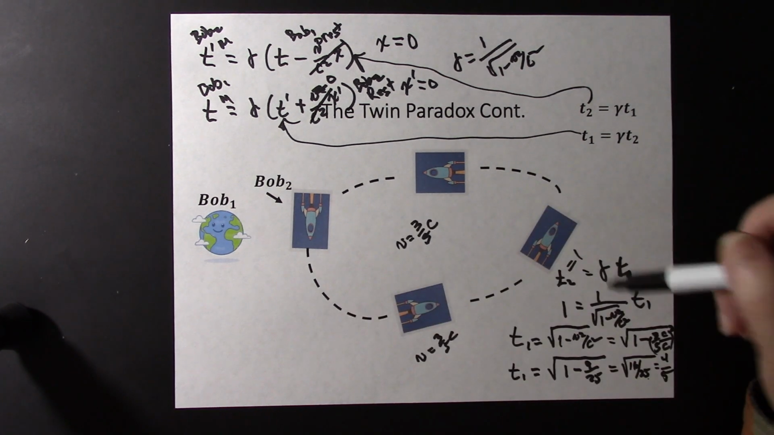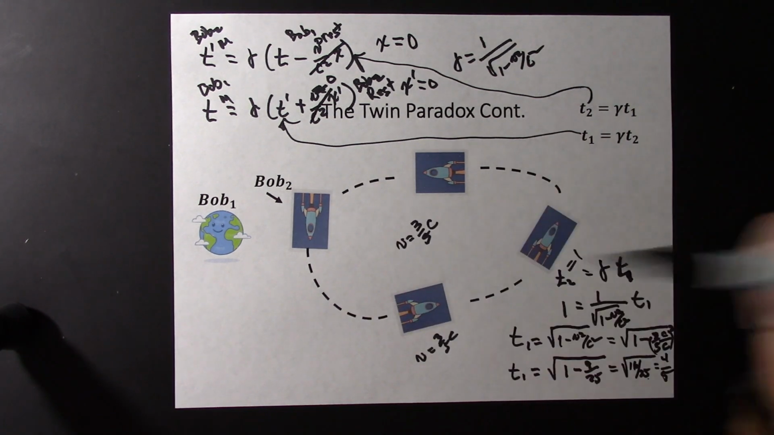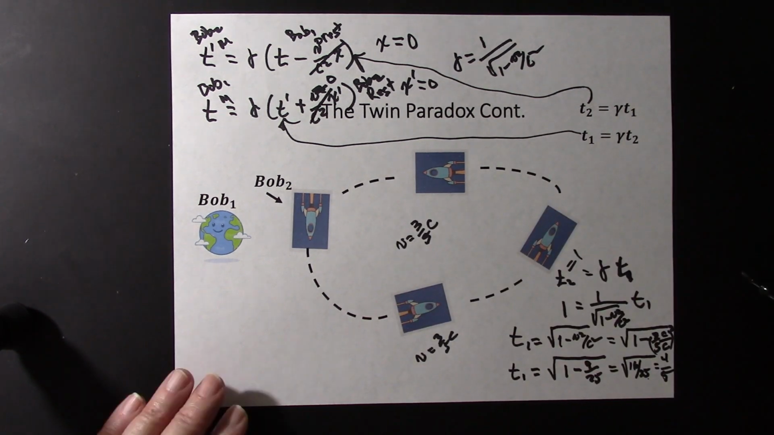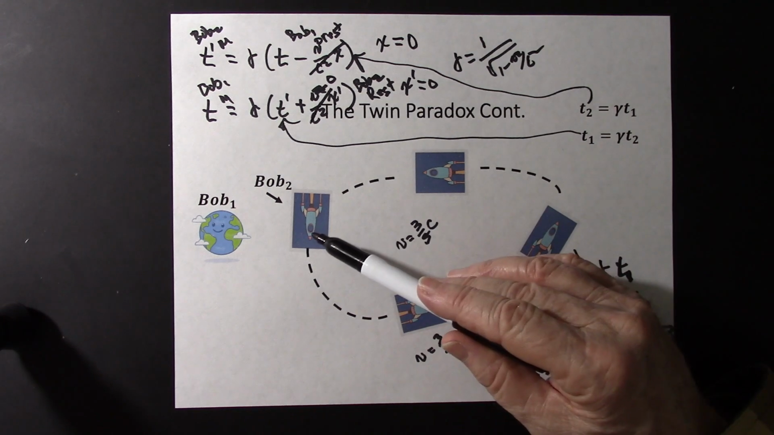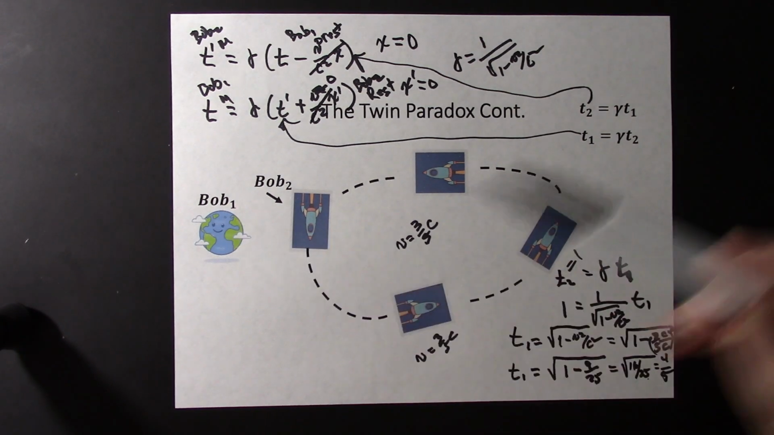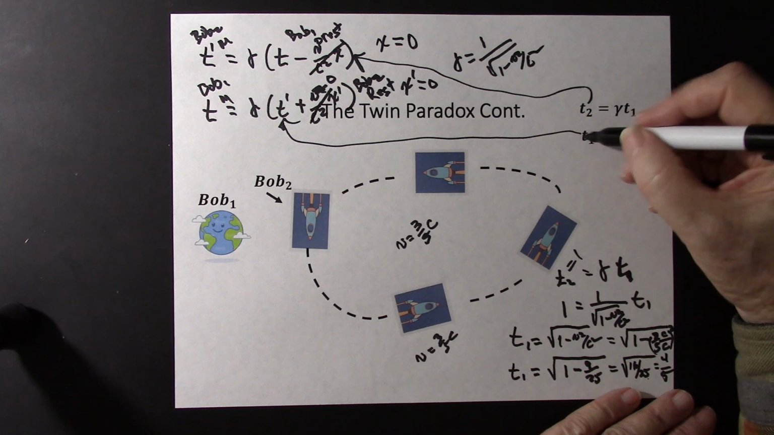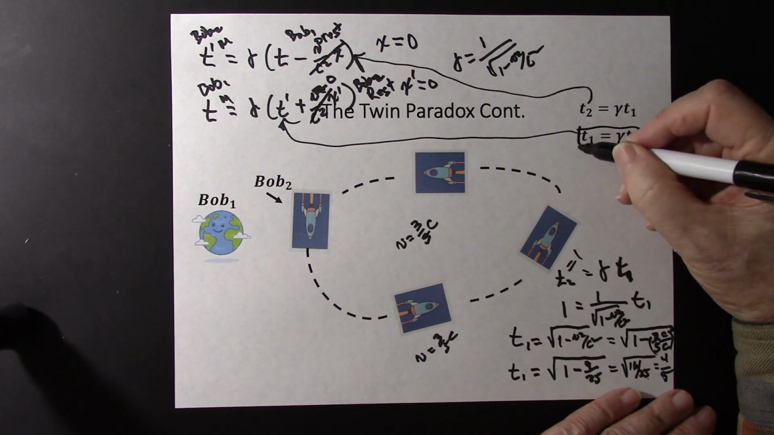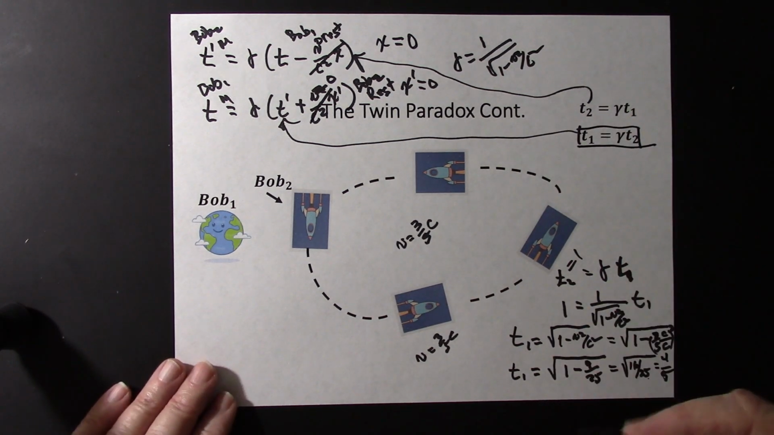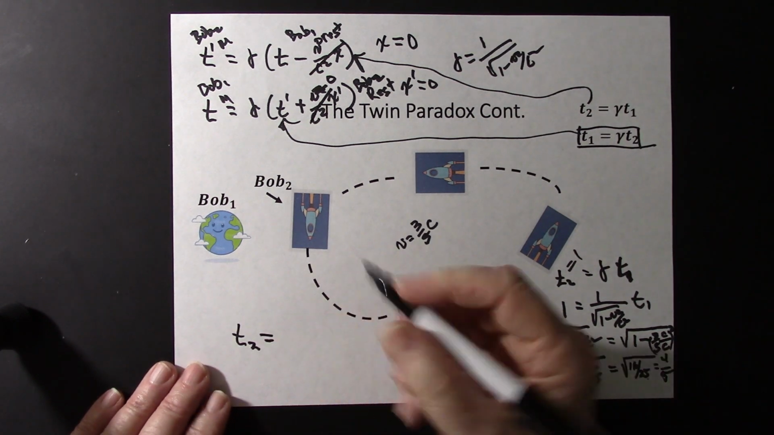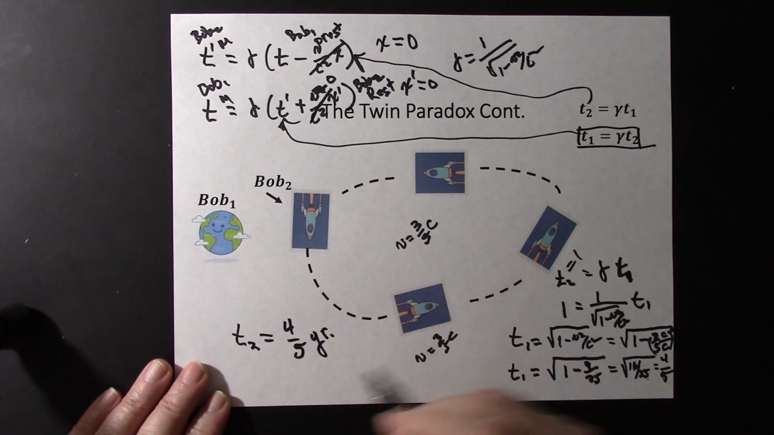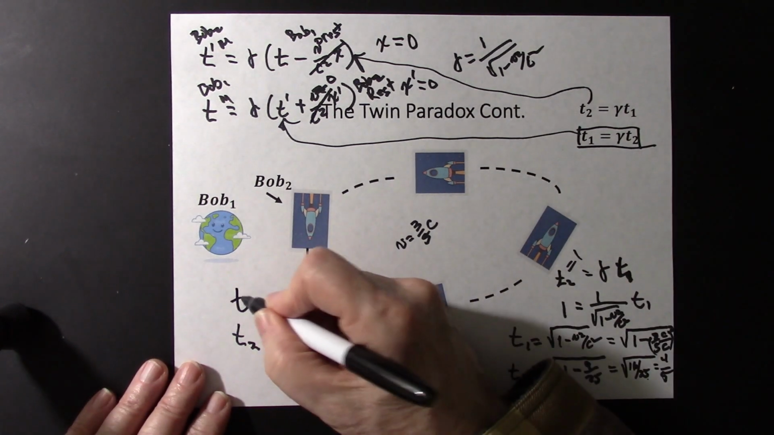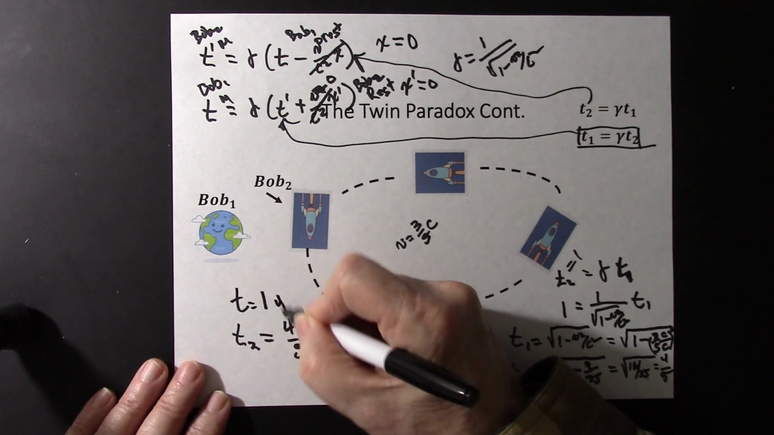So Bob 1, which is 1 year. So Bob 1 thinks that Bob 2 is younger, and that's a result of the principle of relativity. But remember what the principle of relativity says. It says that Bob 2 can consider himself at rest, and Bob 1 is the one that's moving. And if that's the case, we have to use this formula. And if we did that, we'd go through this whole rigmarole again. The time on Bob 2's clock would be 4/5 of a year, and the time on Bob 1's clock would be 1 year.